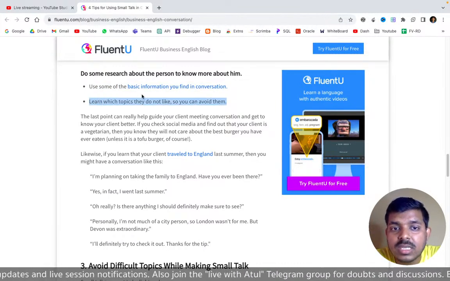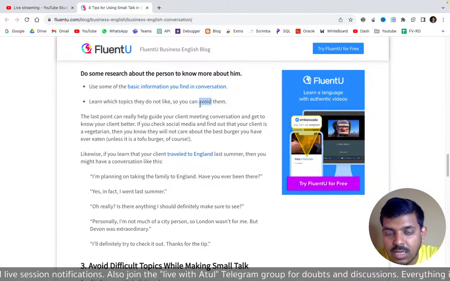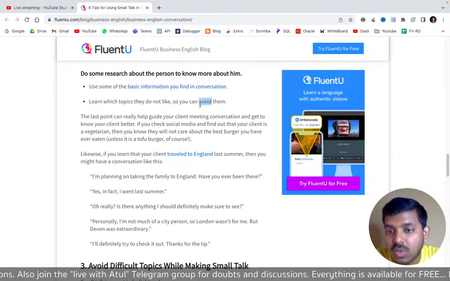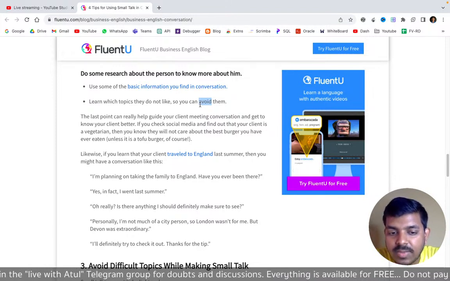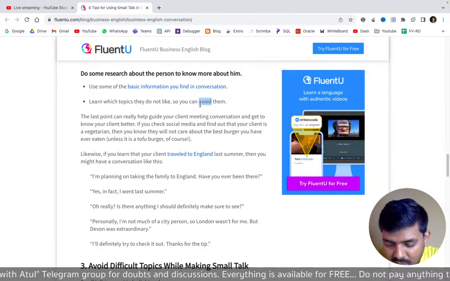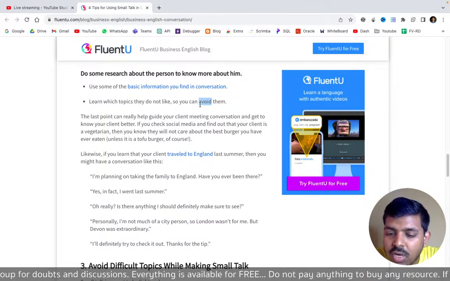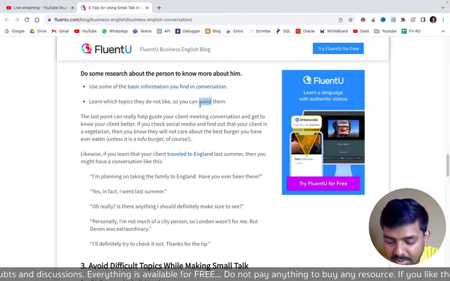Learn which topics they do not like so you can avoid them. Now there are certain things which people like, and which they do not like. So there are certain conversation enders as well. As we heard about the conversation starters, there are conversation enders as well. So just try to avoid the points which the other person doesn't like.